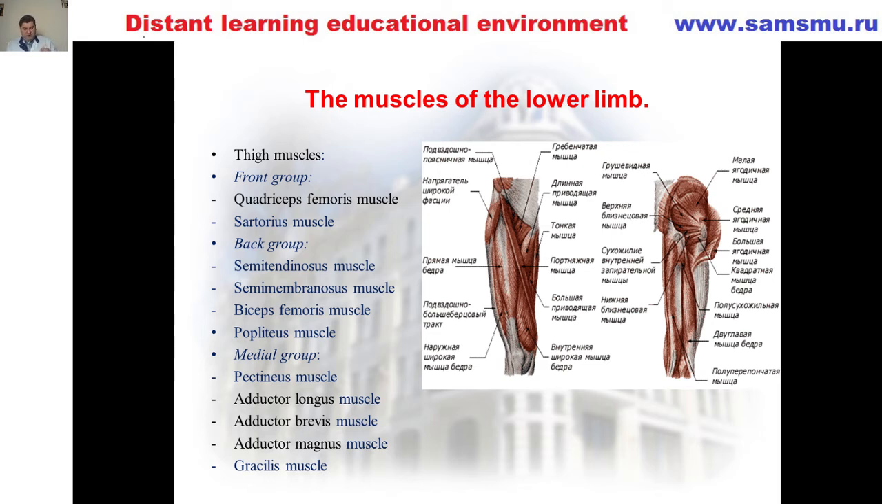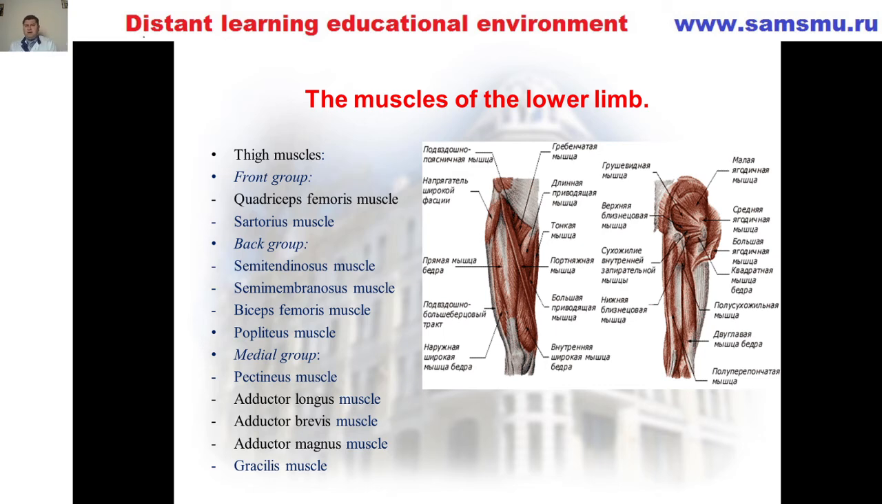This is possible because of their position on the anterior and posterior surfaces of the thigh and attachment to the leg. Laterally, the anterior and posterior groups of muscles are separated by a lateral intermuscular septum of the femoral fascia, which is attached to the lateral lip of the linea aspera. Medially, a layer of adductor muscles is wedged between them.